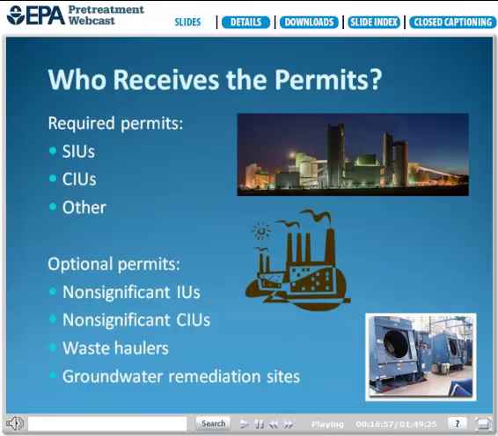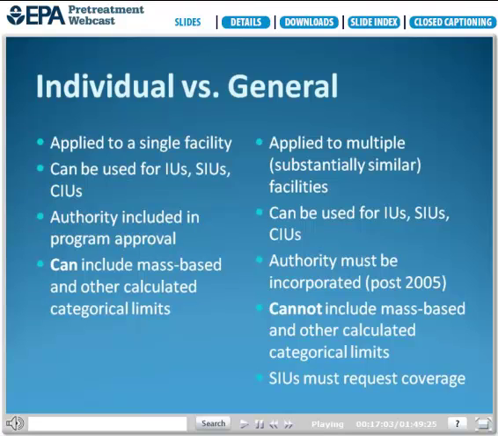So far, we defined the general concept of what a pretreatment permit is, who issues it, and who oversees whom doing that process, and briefly touched on who receives that permit. Let's look again at your list of who the control authority must issue a permit to, and then who you might issue permits to.